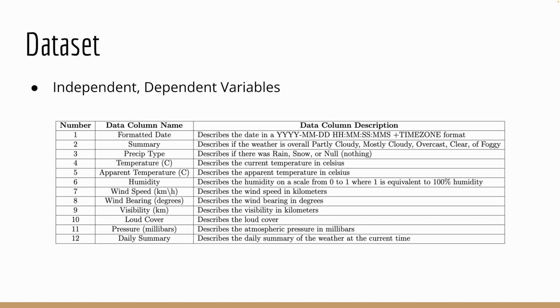The 10th column is called loud cover. The 11th column is pressure with the units of millibars, so it measures the atmospheric pressure. And the last column is the daily summary.